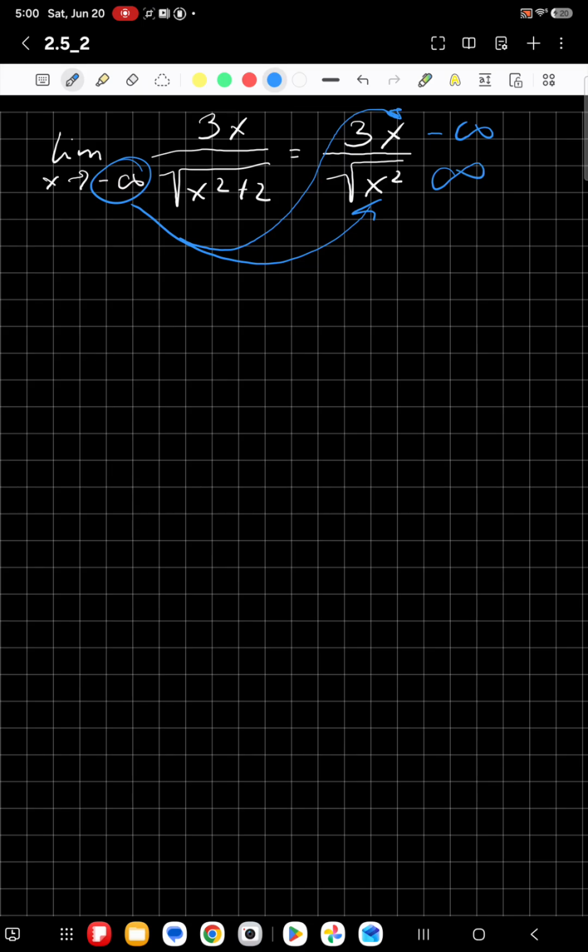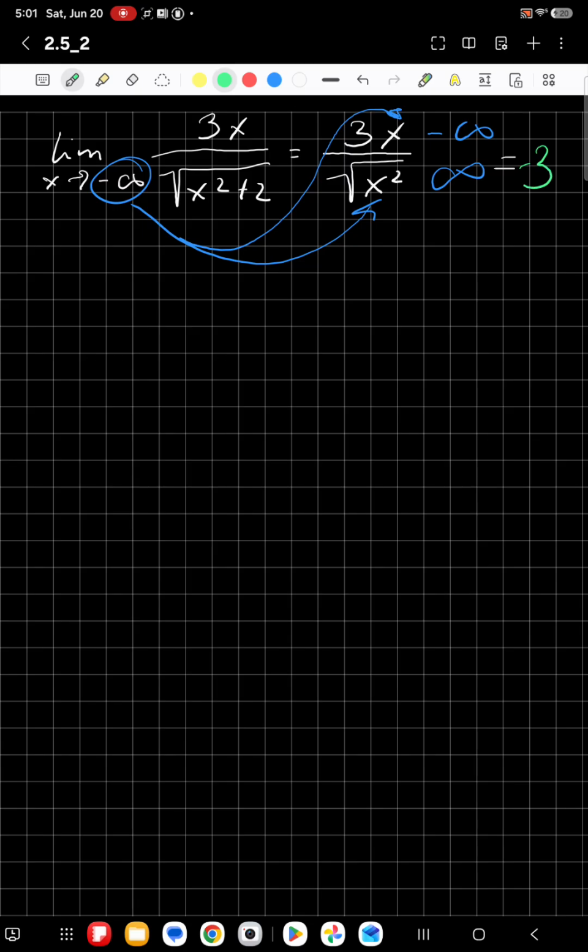So we have negative infinity divided by the same number, but positive infinity. So that will leave us with just a negative number, or negative 1. And then negative 1, and then we have that 3 here. So you have 3, so it actually ends up being negative 3.